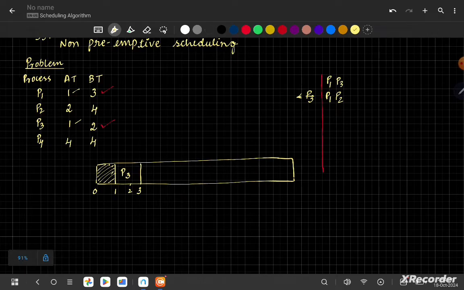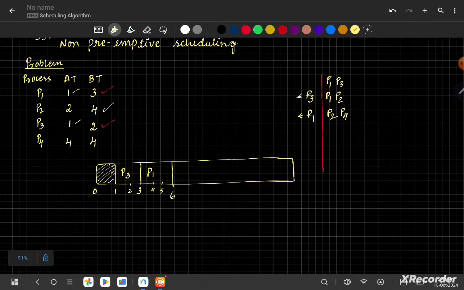Now we have P1 and P2. Check the burst time. P1 has 3 milliseconds, P2 has 4 milliseconds. So we'll be giving the CPU to P1. P2 remains here and there is no other process that has come. So P1 goes here and it completes the task for 1 millisecond, that is 4. So during the 4th millisecond, a process called P4 came into the ready queue. P4 had 4 milliseconds, P1 has lesser burst time. So we can continue 5 and 6. P1 completes the task at 6 milliseconds.